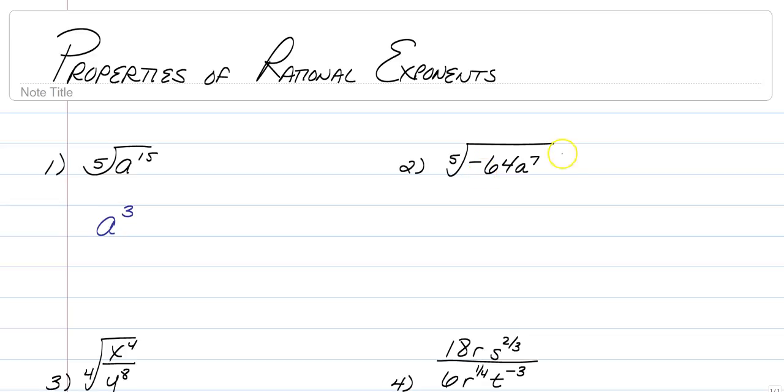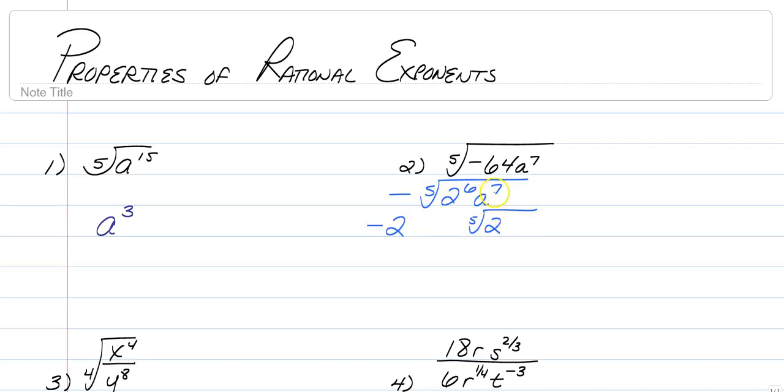So we could call this a negative fifth root of 64 is 2 to the 6th power, and then we have our a to the 7th. And our next step would be as simple as how many times does 5 go into 6? Because we can pull out groups of 5. And it would be once, but we would have 1 left over. So we would have a negative 2. And inside of the radical, when we were done, we would still have a 2 remaining.